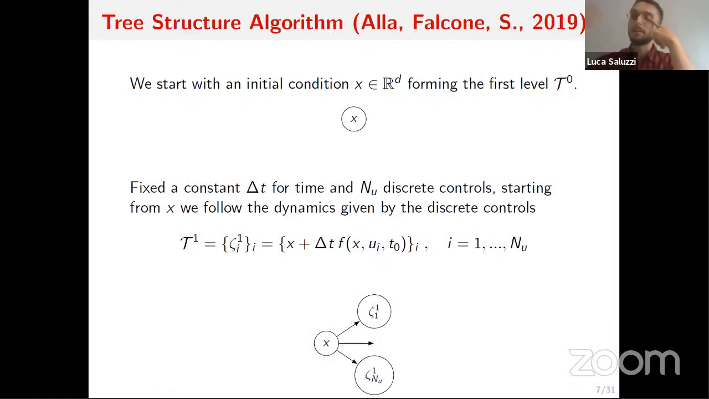Now, let's think of the easiest framework. A constant delta T: we have a time interval, we discretize with a constant delta T. We have a compact control set U, which we discretize in N_U discrete controls. Then starting from this X, we can just consider an Euler scheme, and we plug these discrete controls, U1 to U_NU, inside the F. So you see that we are computing the first level T1, and this will be made of N_U sons: X, the father, and then N_U sons. We are considering Euler now, but it can be extended to implicit schemes and high order schemes. It's just for the sake of simplicity.